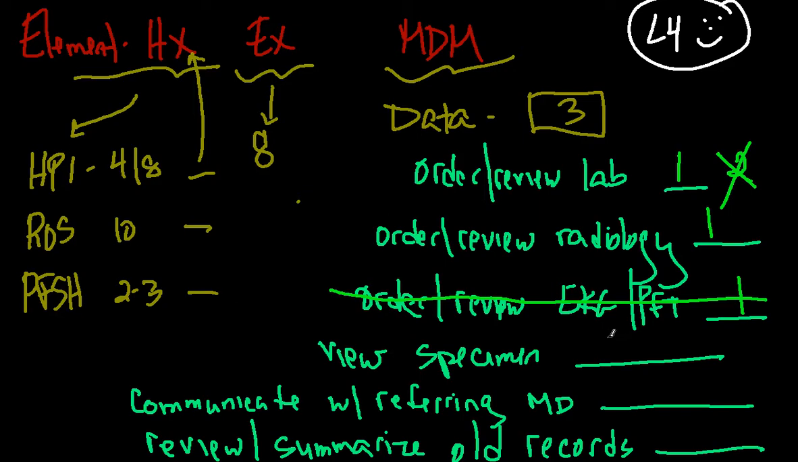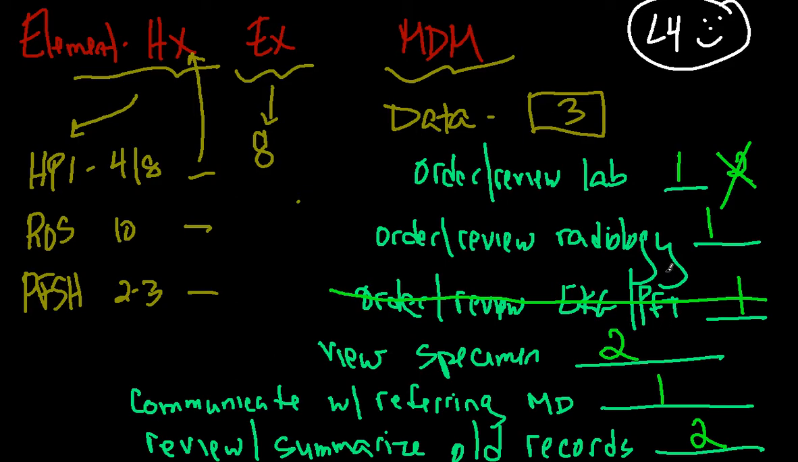If you view a specimen on your own, you get 2 points. Now the most common specimen that we view as kidney doctors is the urine microscopy. So if you have a microscope in your office and you know how to prepare the slide, which is relatively straightforward, and you're comfortable viewing the specimen, you can automatically get 2 points. If you communicate with a referring doctor, you get 1 point. And the communication could be talking to them, which you'd have to document, or sending them the note that you've dictated. That would be 1 point. If you review or summarize old records, that would be 2 points.